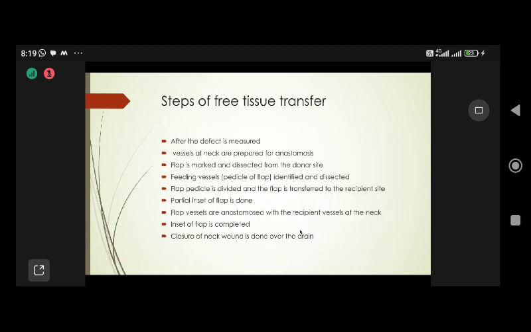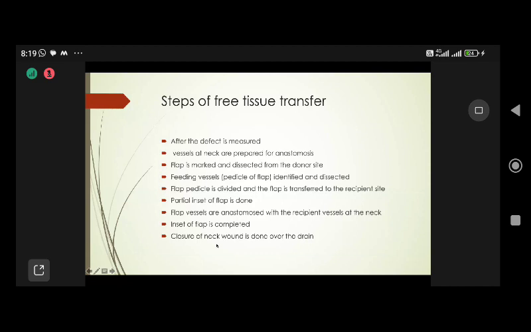Now, steps of free tissue transfer. After the excision, the defect is measured. Vessels at the neck are prepared for anastomosis. The flap is marked and dissected from the donor site. The feeding vessel or pedicle of the flap is identified and dissected. The flap pedicle is divided and the flap is transferred to the recipient site. First, we do the partial inset of the flap. Then flap vessels are anastomosed with the recipient vessels at the neck. Then the inset of the flap is completed and closure of the neck wound is done over a drain.